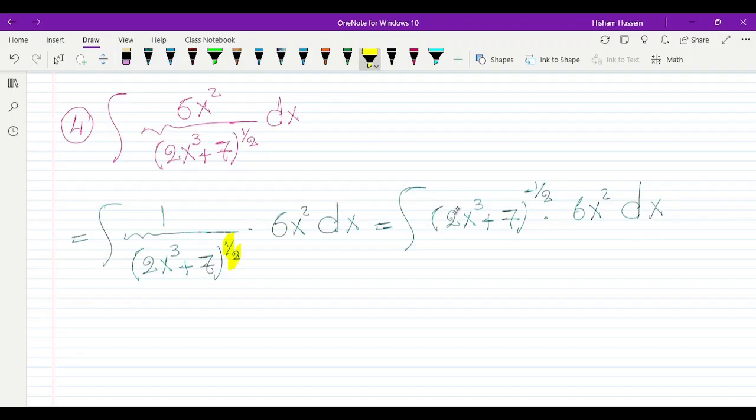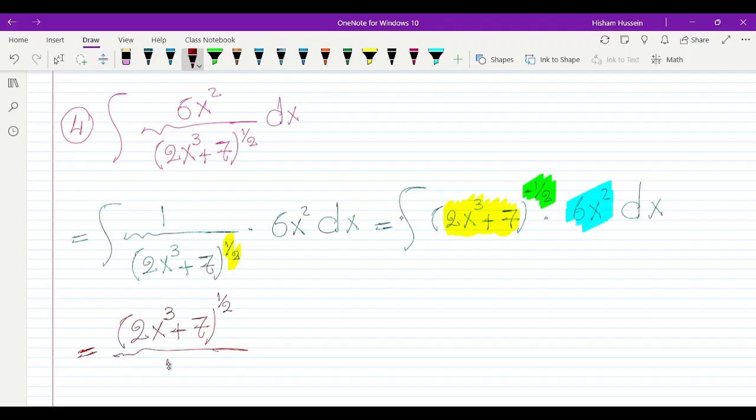So we have a function 2x power 3 plus 7 with the power negative half times the derivative of this inner function. The derivative only of this function is 6x squared. So simply raise the power by 1 and divide by the new power. This 2x power 3 plus 7, raise the power by 1, negative half plus 1, this half, and divide by the new power, plus c.